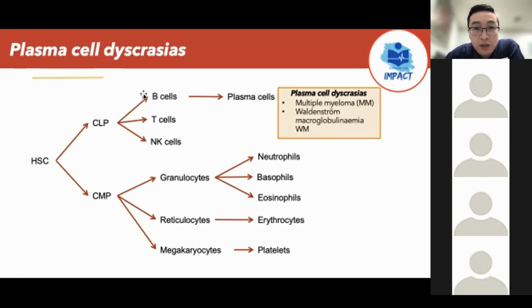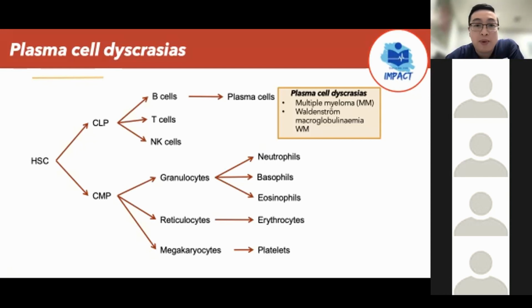So firstly, plasma cell dyscrasias. We know that B cells terminally differentiate to give plasma cells. Cancers arising from terminally differentiated plasma cells are collectively referred to as plasma cell dyscrasias. And there are two types of plasma cell dyscrasias that you should know about. So the first one, I think, we covered in a bit of detail in a previous talk. It's multiple myeloma.